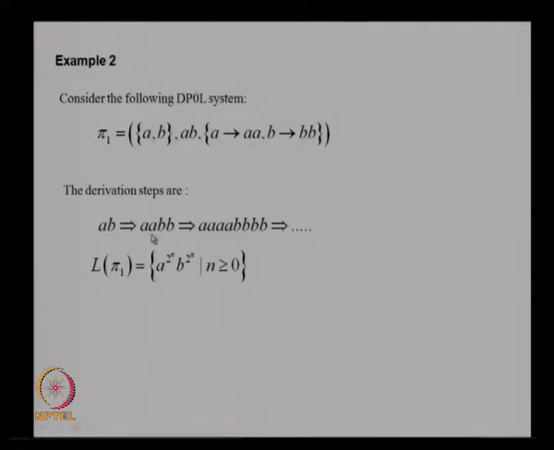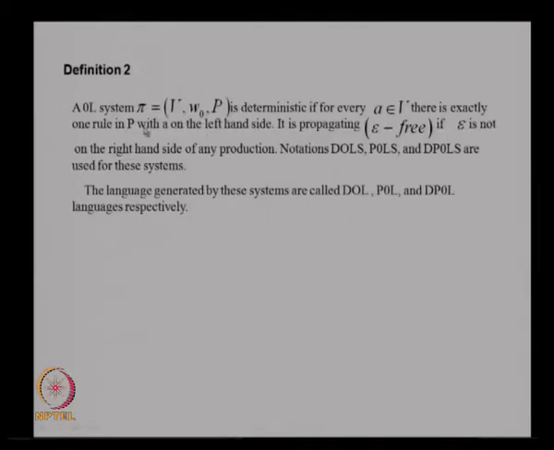The number of A's is doubled in the next step, the number of B's is also doubled in the next step. Now, on the left hand side you have a single symbol, and on the right hand side you have a string. The string can be epsilon free, and if it is epsilon free the system is called propagating. Now, if you have only one rule for each A, then the system is said to be deterministic.